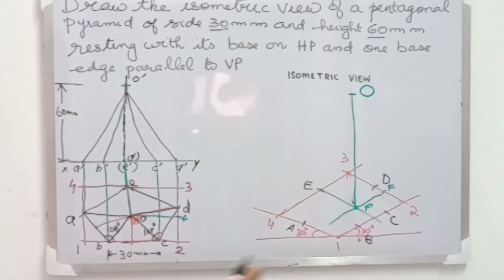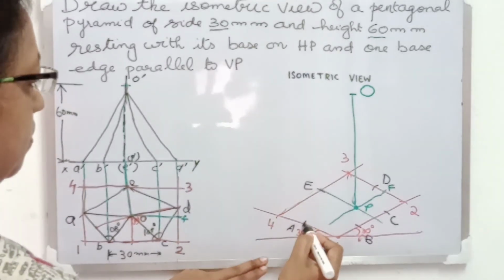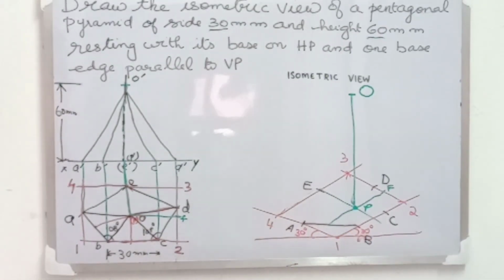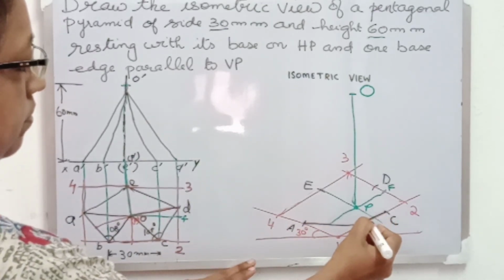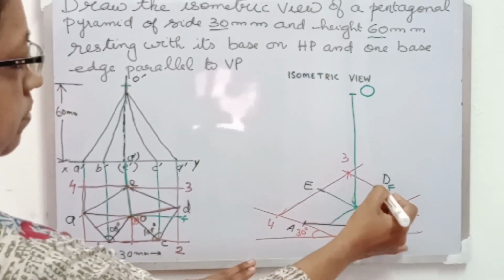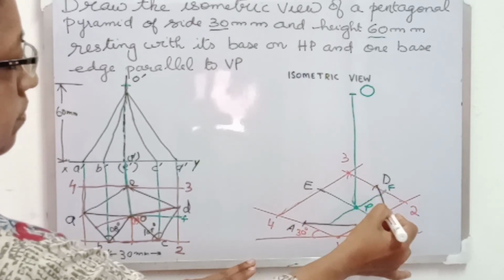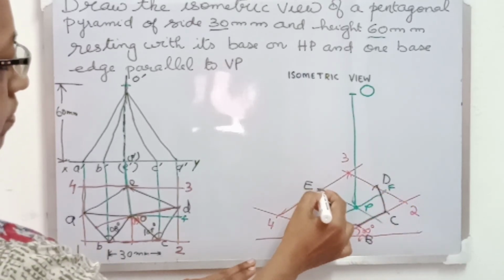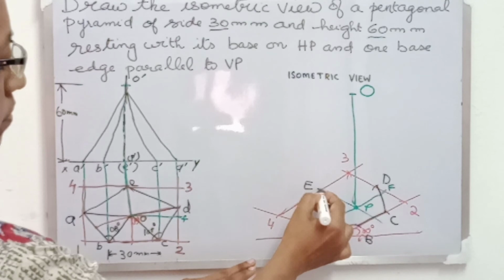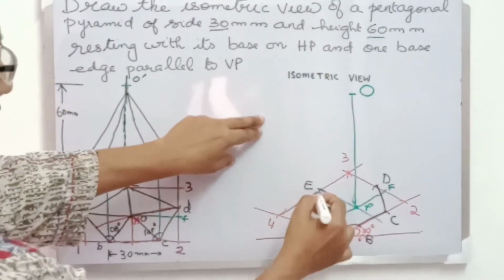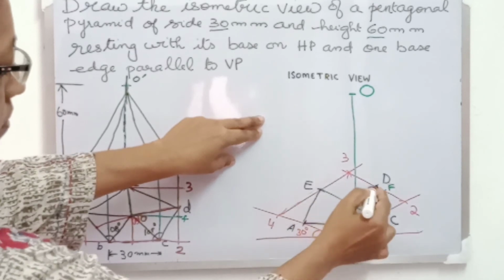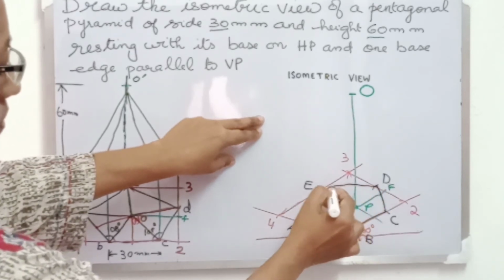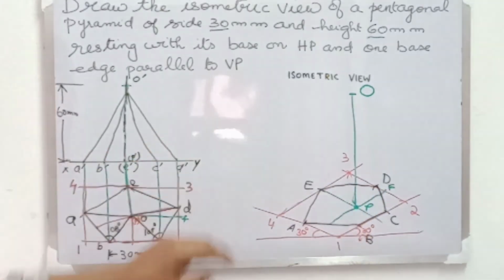Now let us mark the visible edges. Looking from the left, we can see the edge AB, then we can see the edge BC. Join CD, but we are not sure whether CD, EA and ED will be visible. But for the time being, let us draw all these edges.